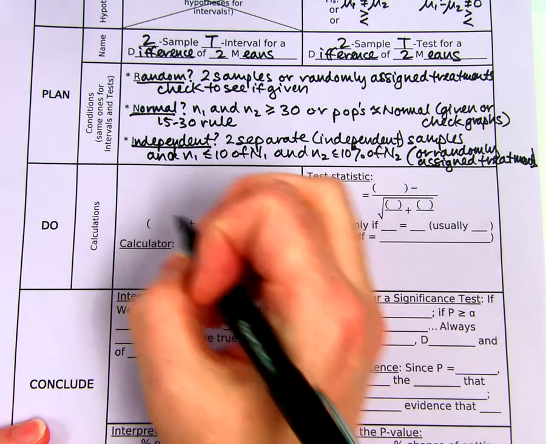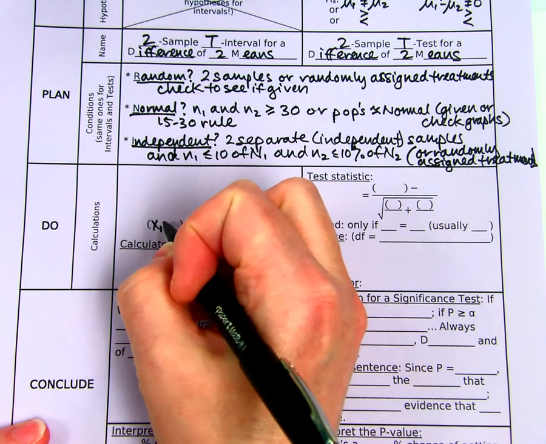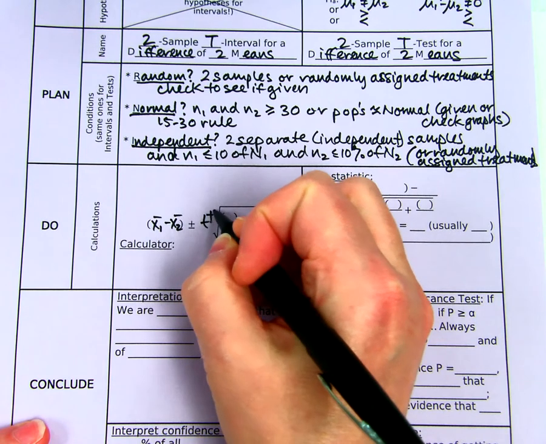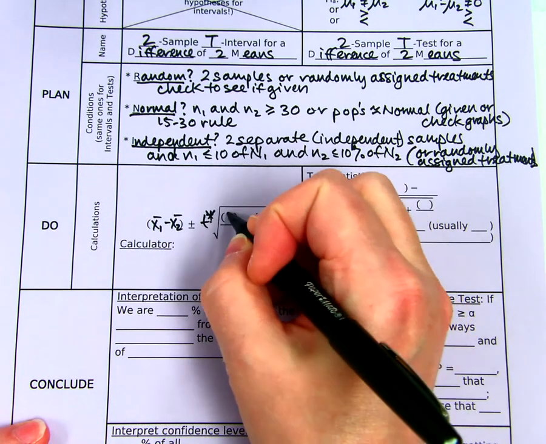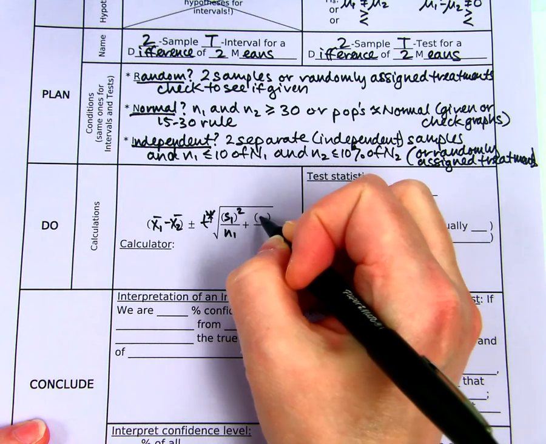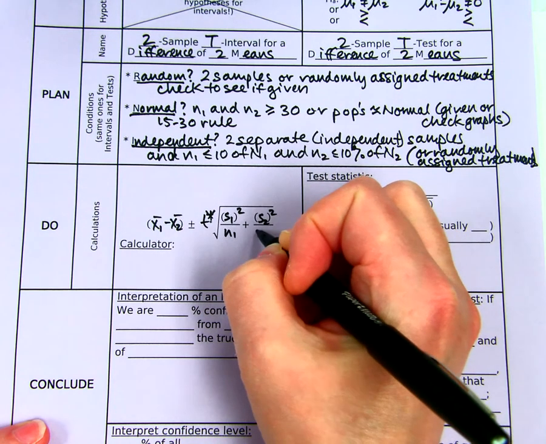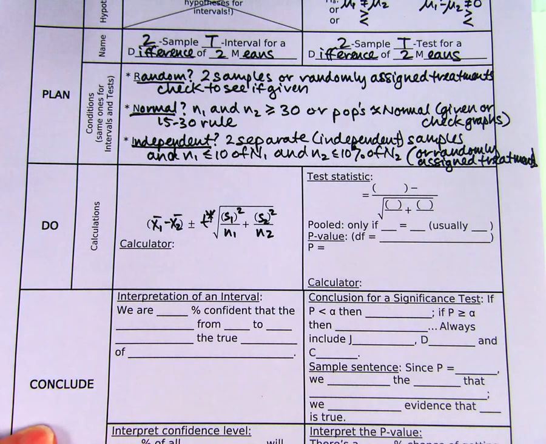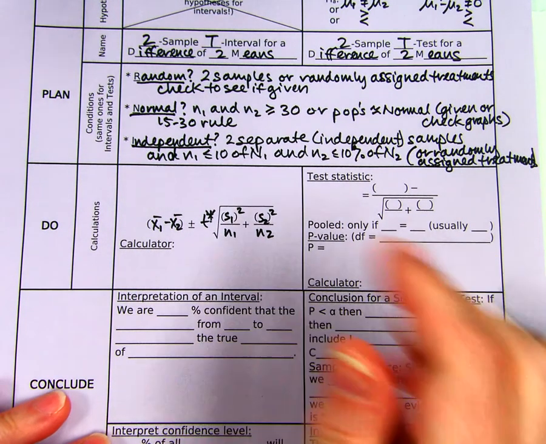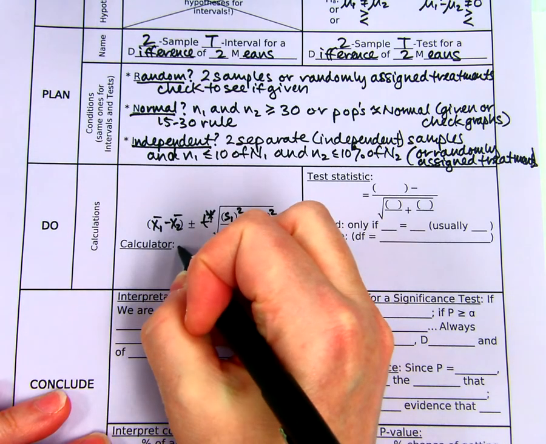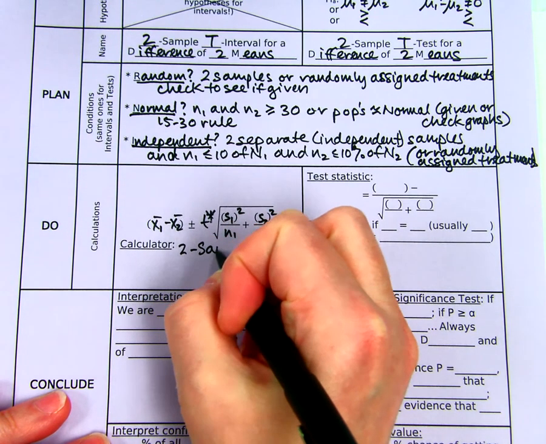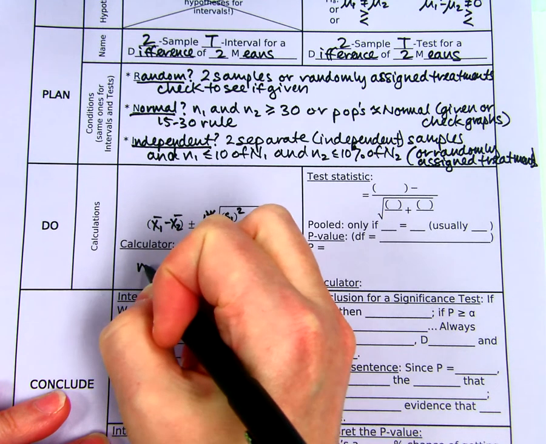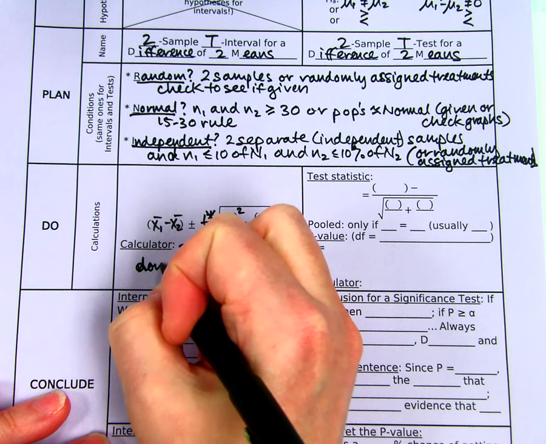So the calculations for a confidence interval are x1 bar minus x2 bar plus or minus t star times the square root of S1 squared over N1 plus S2 squared over N2. We are not pooling for either one of these. So your calculator is going to ask you if you want to pool or not. It's called the two sample T-int on the calculator. And when the calculator says pool, just say no, don't pool.